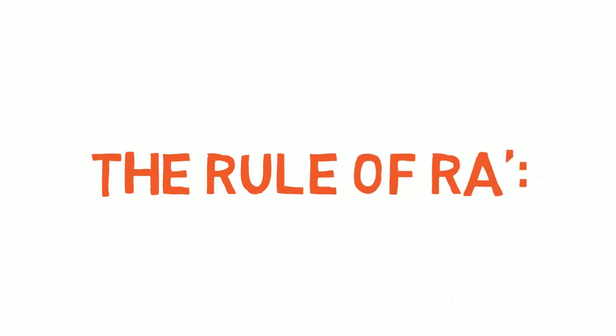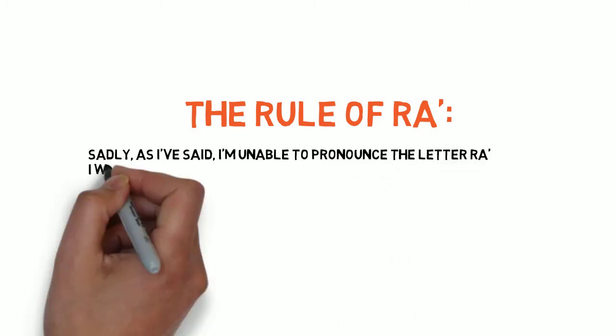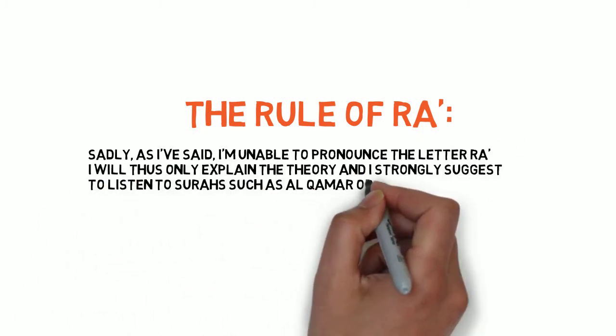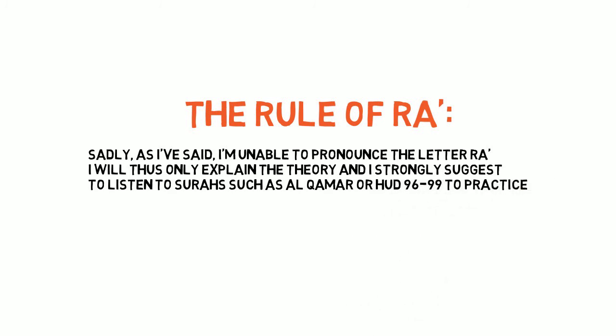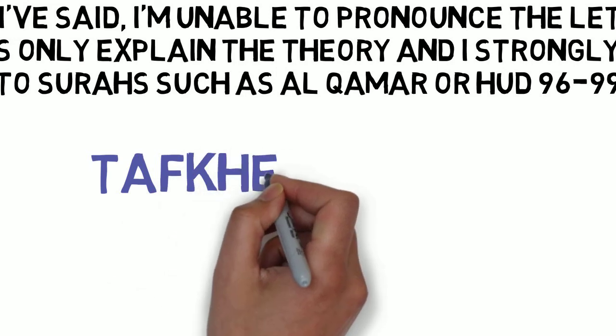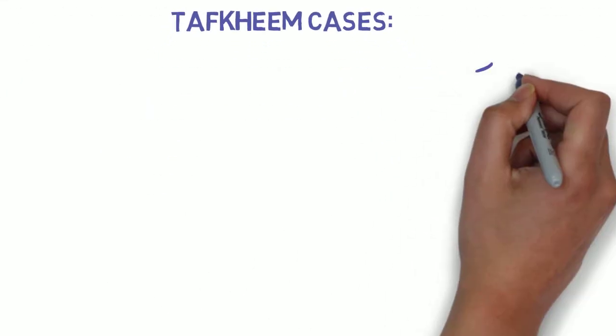Now moving on to the most complicated one, which is the rule of Ra. Sadly, as I've said before, I can't pronounce the letter Ra. I'll outline the theory, and I strongly suggest you listen to surahs such as Al-Qamar or Hud, which have a lot of Ra'as. Now, starting with the theory, let's start with the tafkheem cases.